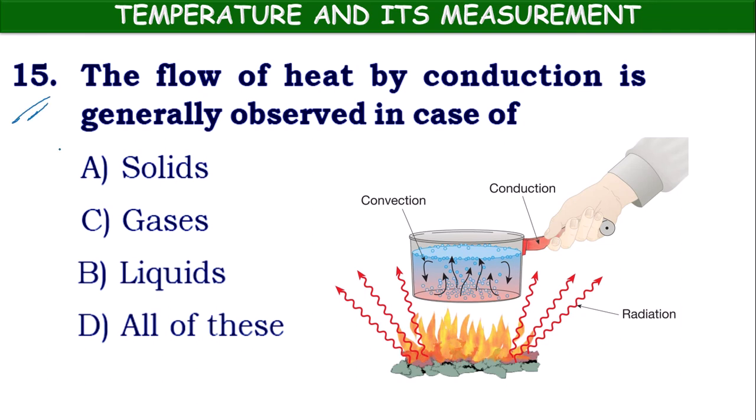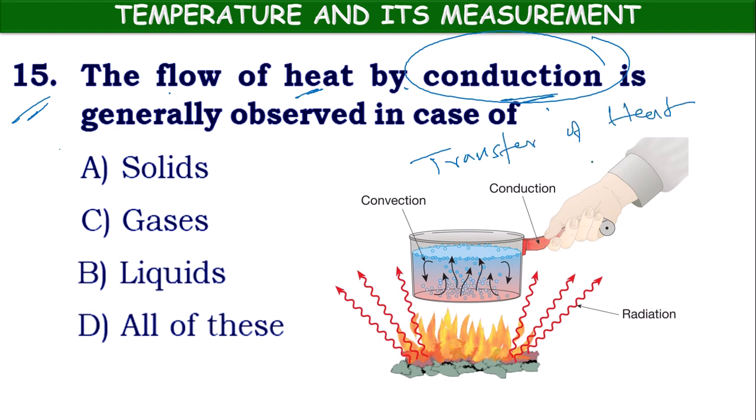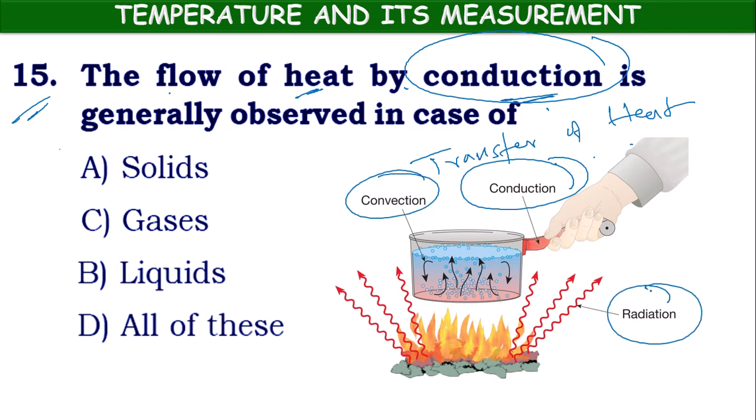Next question, 15th question. The flow of heat by conduction. So conduction is a process of transfer of heat. In transfer of heat, we have three types: conduction, convection, radiation. So here conduction means the heat passing through this solid object, this rim of the vessel, this handle of the vessel.